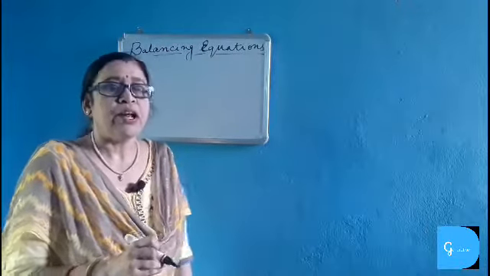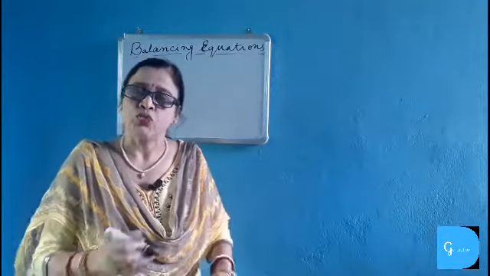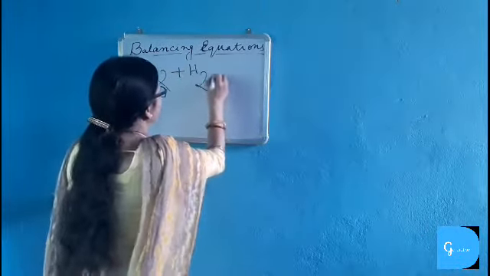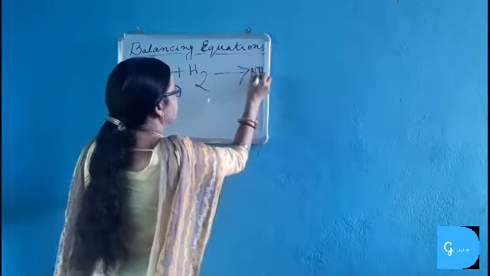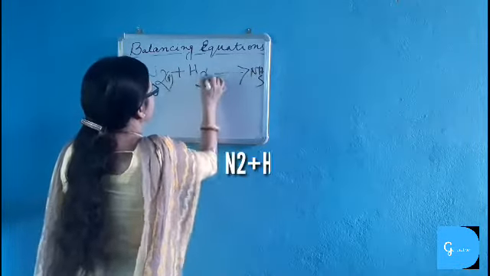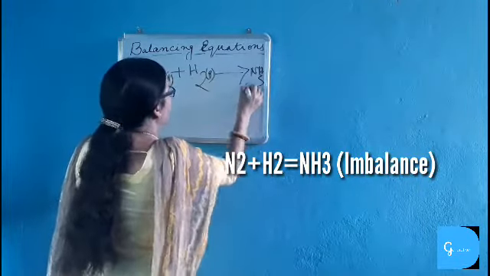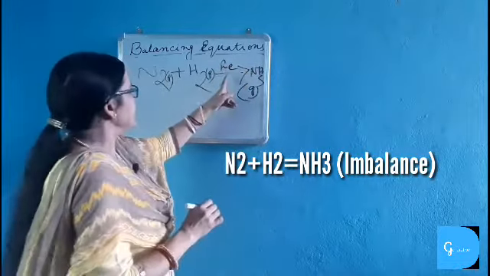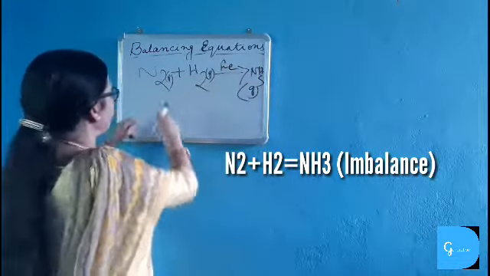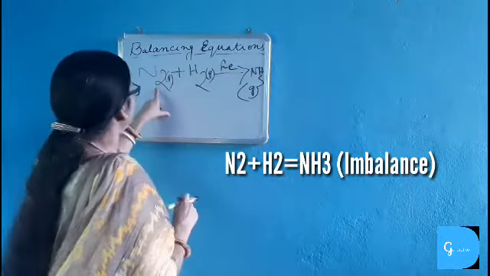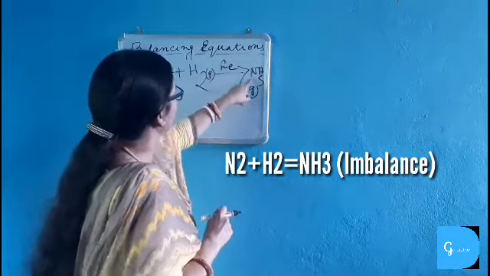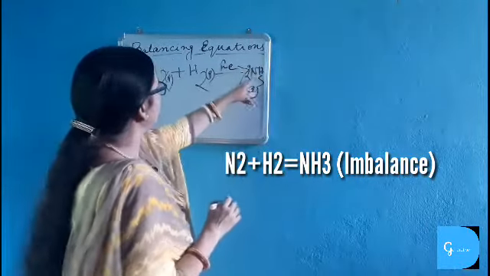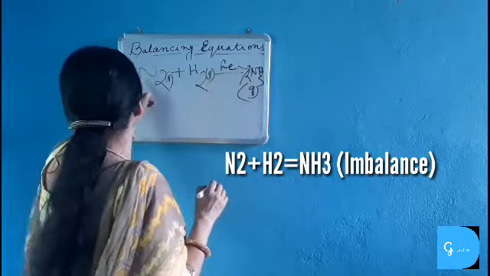In the next example, nitrogen and hydrogen are reacting to form ammonia. So nitrogen reacts with hydrogen to give ammonia. Nitrogen is a gas, hydrogen is a gas, and ammonia is also a gas. These react in the presence of a catalyst, iron. So the iron catalyst is represented here. Now we will balance the equation. There are 2 nitrogen atoms on the left hand side and only 1 nitrogen atom on the right hand side. So we will put 2 here. Now there are 2 nitrogen atoms on the right hand side as well as on the left hand side.